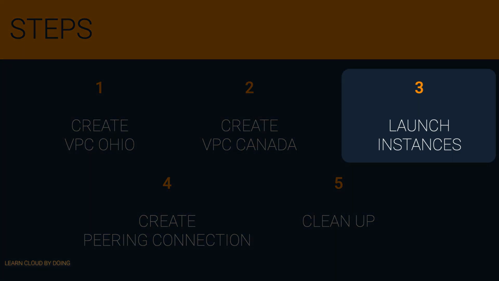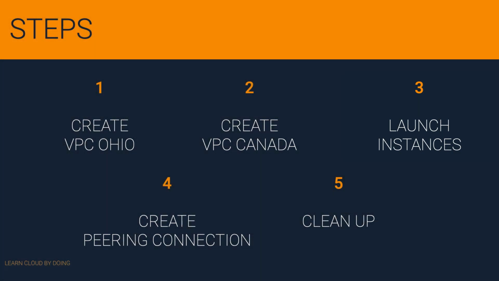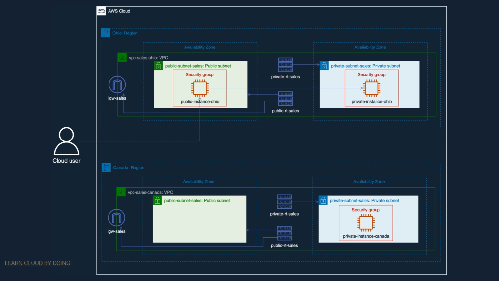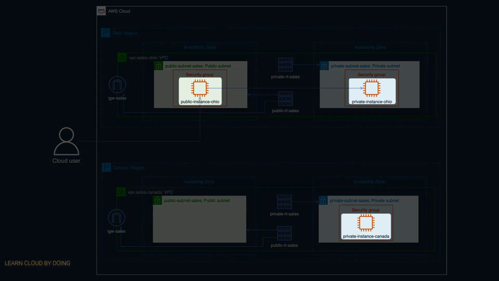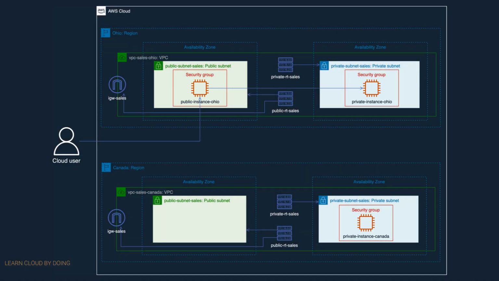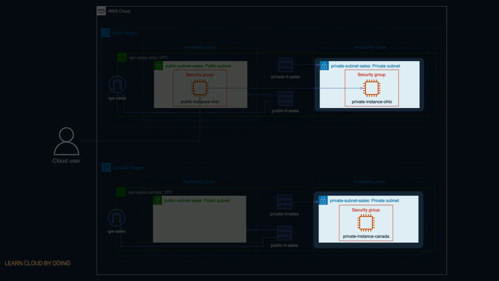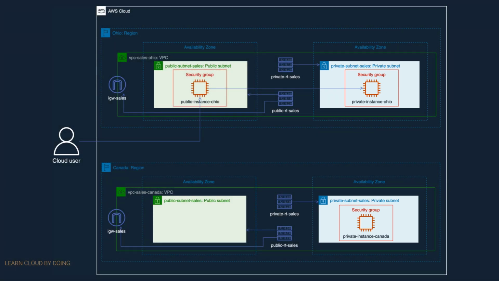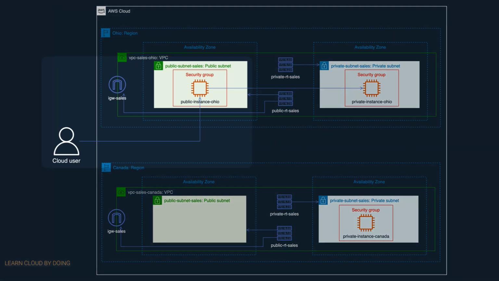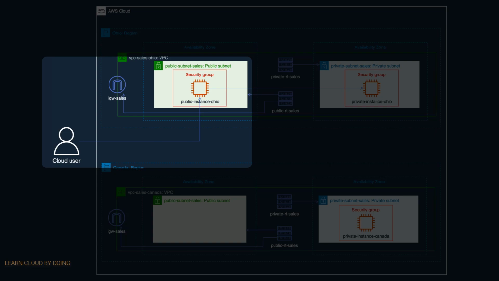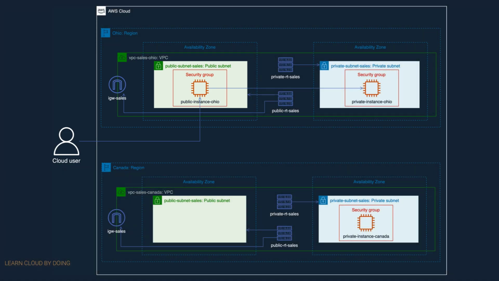Third step. Launch instances. In this step, you launch 3 EC2 instances. An instance is launched in each private subnet. As they are private, there is no way to direct access these instances. Therefore, you need a third instance, a bastion, in the public subnet.